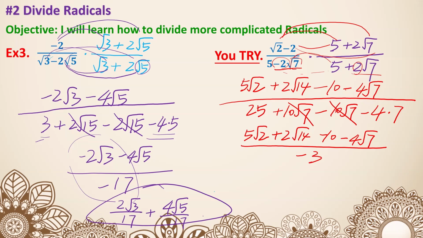I can still choose to write them separately. -5 square root of 2 over 3 plus minus 2 square root of 14 over 3. -10 over -3 is a positive 10 over 3. And lastly, -4 square root of 7 over -3 is a positive 4 square root of 7 over 3. That's example 4.